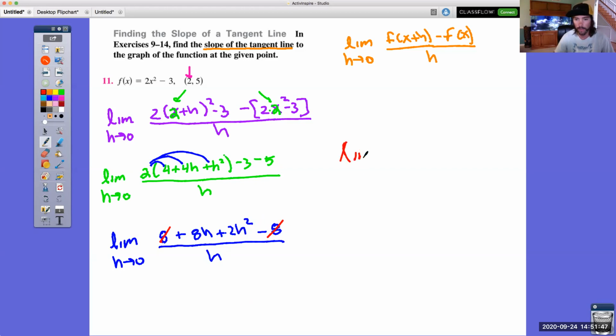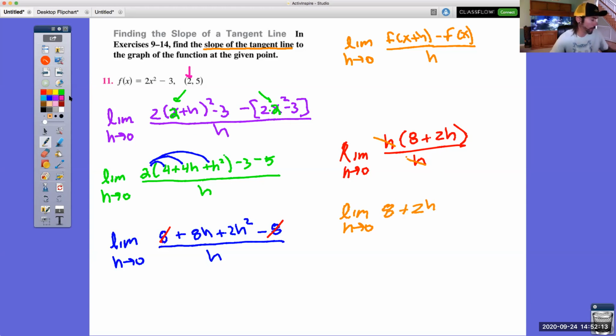Let me come to the right side of the screen. Limit as h goes to 0. Factor out the h. 8 plus 2h, all of that over h. Cancel out the h's. See ya, see ya. Limit as h goes to 0 of 8 plus 2h. And now that you don't have any x's, you can evaluate that.